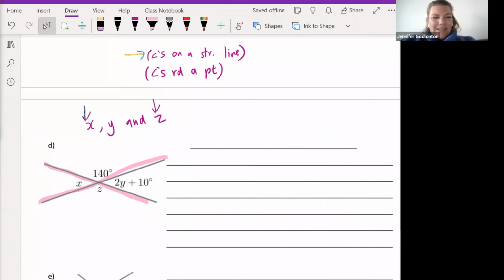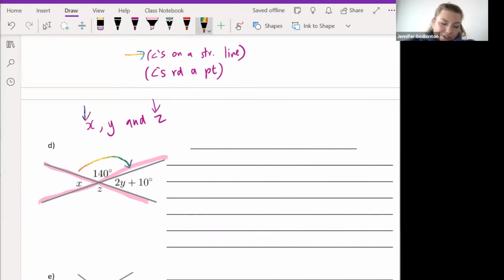Okay, Unati, have you got a question for me here, or have you got an answer? Ma'am, I have an answer. Okay, which one do you want to start with? Ma'am, Z. Okay, so you started with Z. How did you go about finding Z? Ma'am, Z equals 240 degrees because it's vertically opposite.